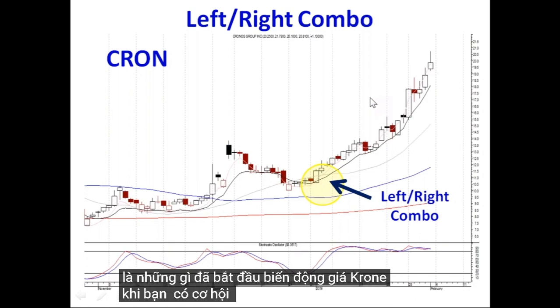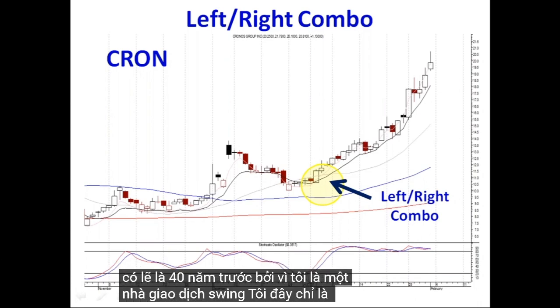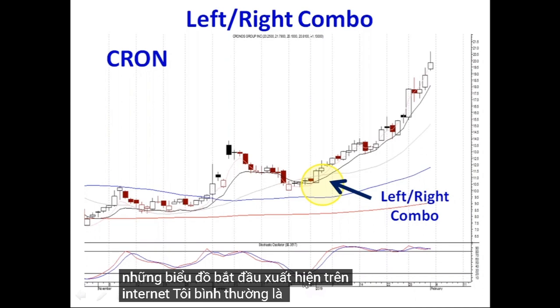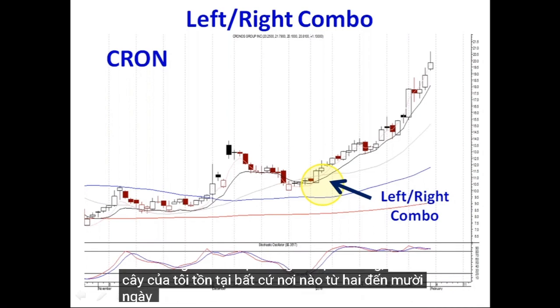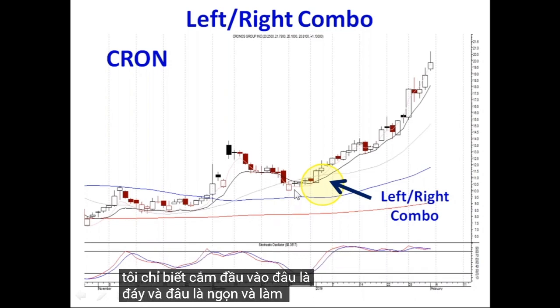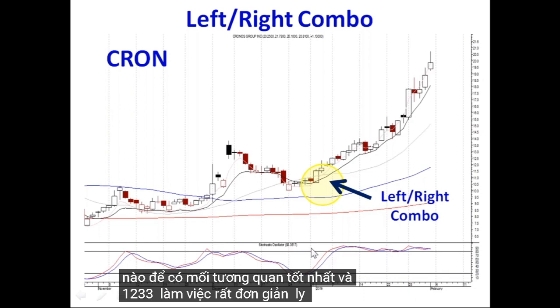When you get a chance, why a 12-33? It was very sophisticated, John. One night, probably 40 years ago, because I'm a swing trader, and this was just when the charts were starting to come on the internet, the normal was 14-5-5, but I'm a swing trader. My trades last anywhere from 2 to 10 trading days. So I sat down one night and I just plugged in where the bottoms and the tops were and where the best correlation was. And 12-33 worked very simply for me.